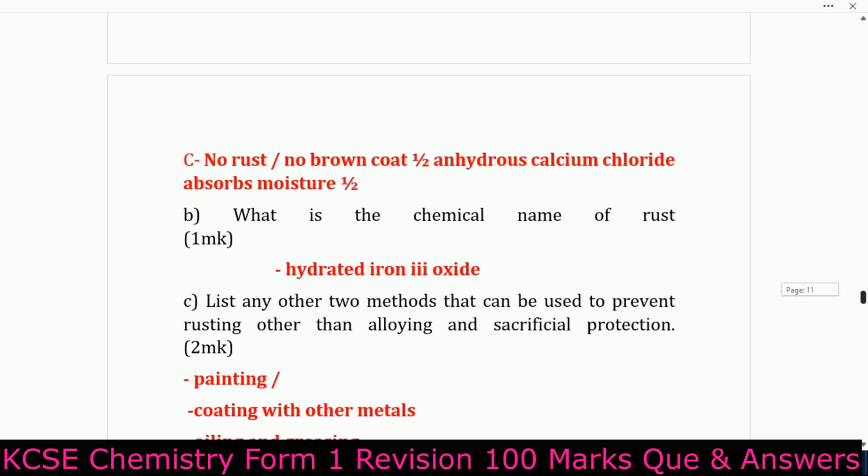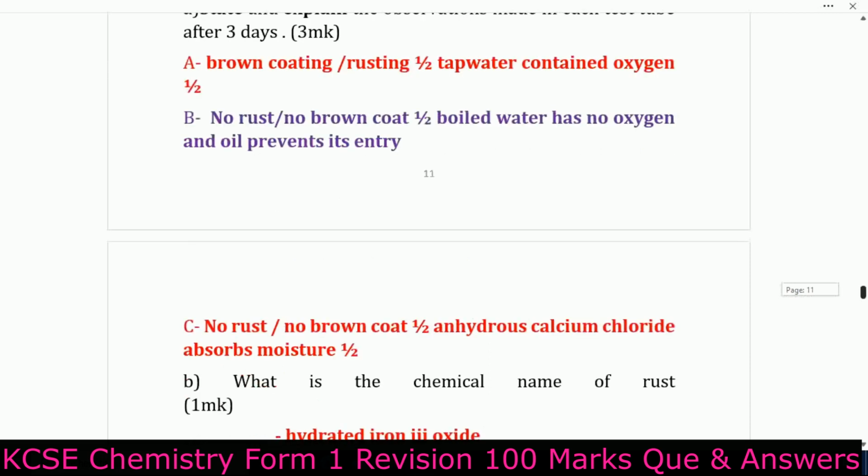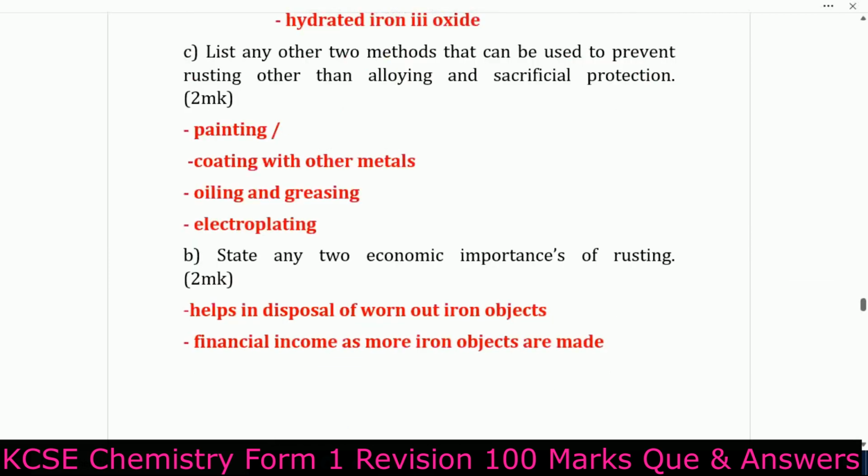B, what is the chemical name of rust? That one is hydrated iron(III) oxide.